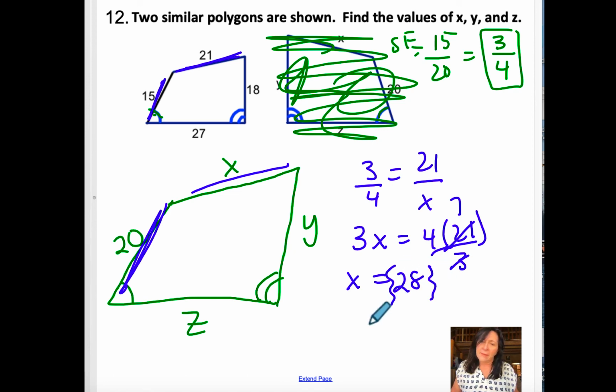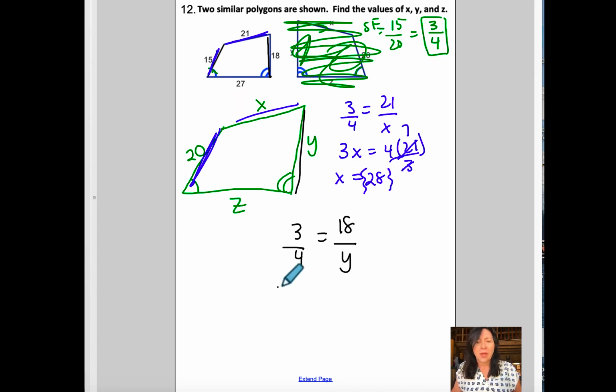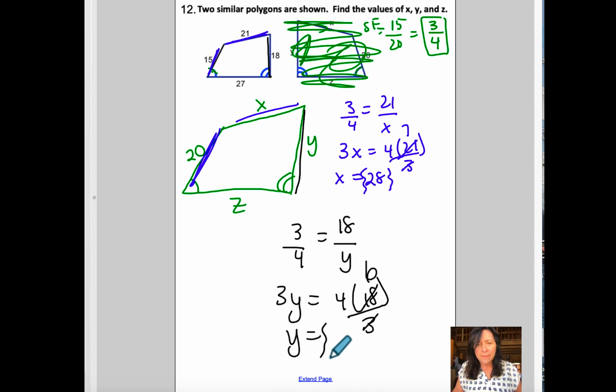So I have x. Now to find y, I do the same thing, but I'm going to use the heights, right? So again, 3 is to 4 as 18 is to y. I'm going to cross multiply. I get 3y is equal to 4 times 18. Y is equal to 4 times 18 divided by 3. 3 divides into 18 6 times. 6 times 4 is 24. So there you are, and so you have x, y.